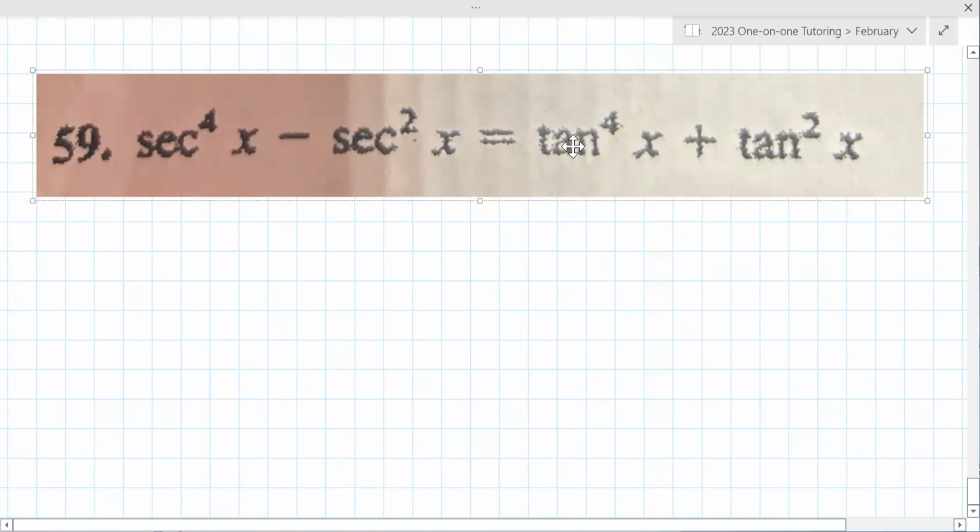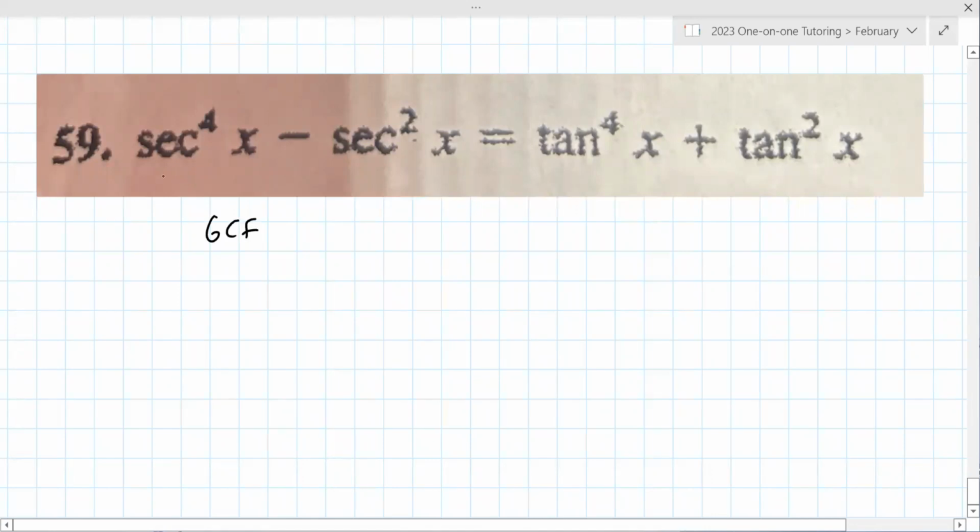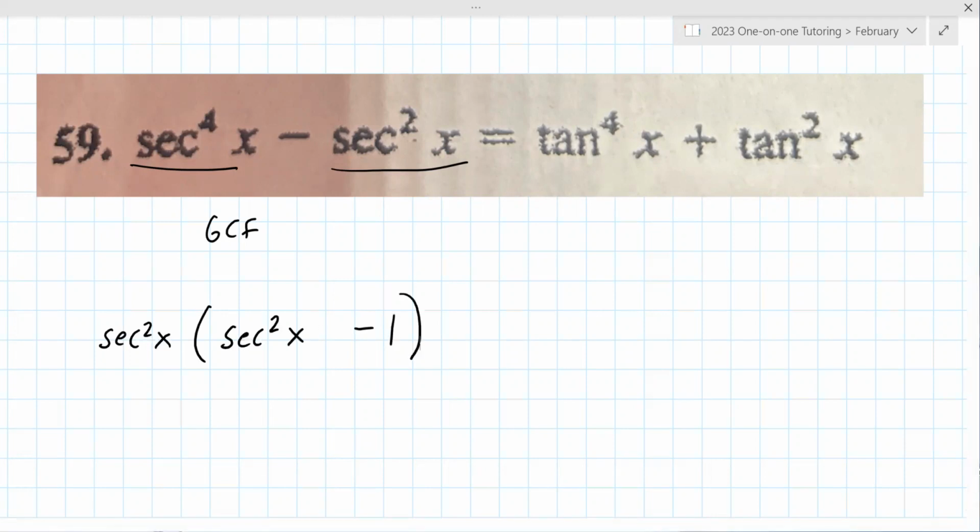Secant maybe is more complicated than tangent. You don't really have to have a justification for it, but what you do need to recognize is there is a GCF on the left. There's a greatest common factor between those. It's secant squared x. And that becomes secant squared x minus 1. So with that, you should say, oh, whenever I see a 1 in there, I'm really drawn to Pythagorean identities. Like this.